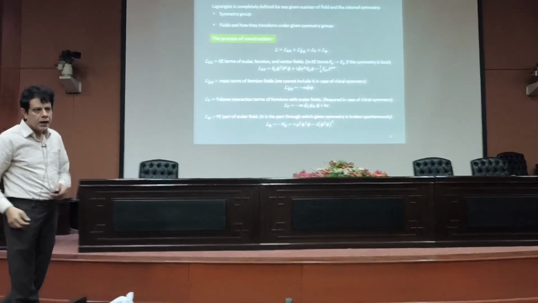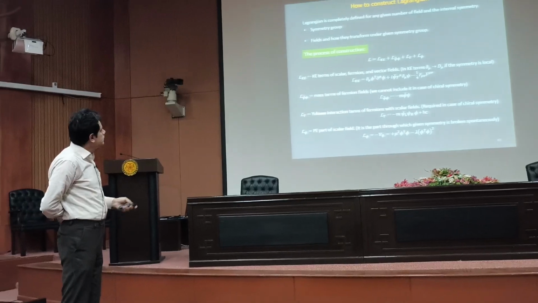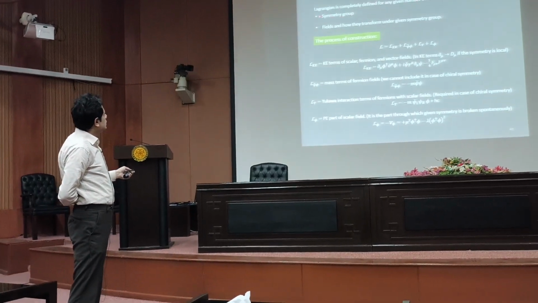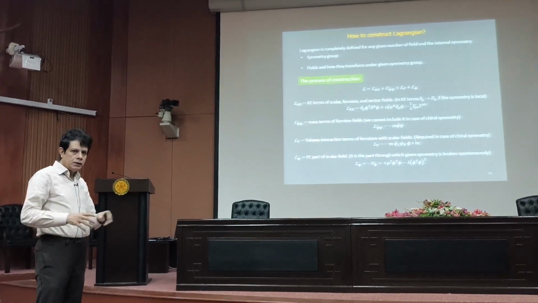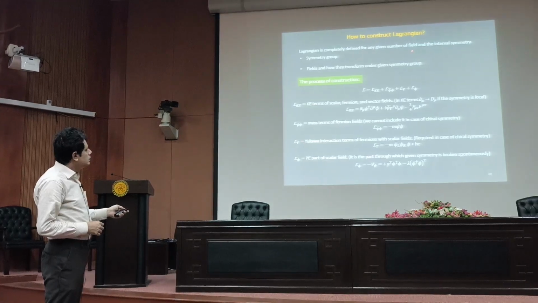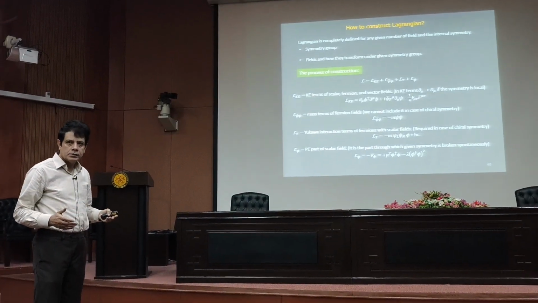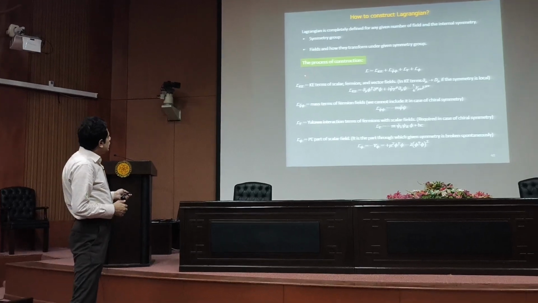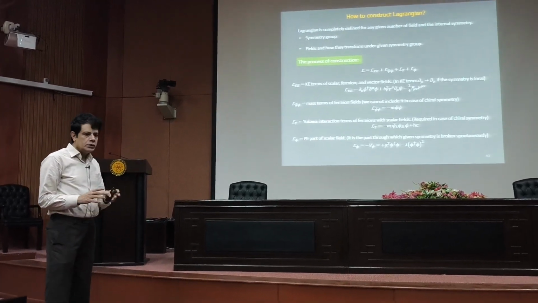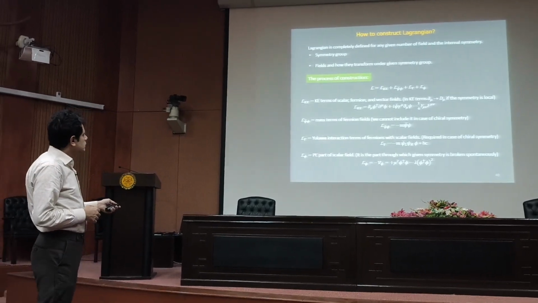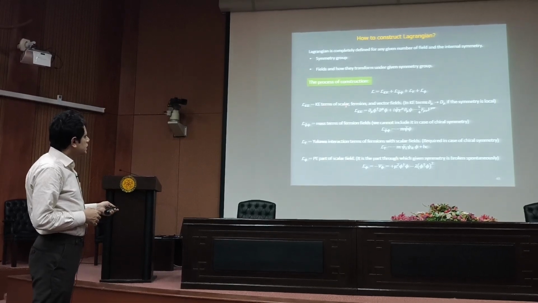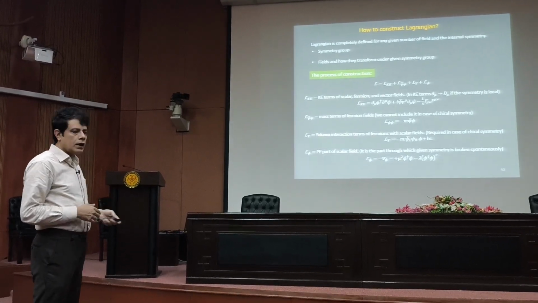So this is where we ended up in the last lecture, how to construct the Lagrangian. And we arrived at the point that the Lagrangian is completely defined given the number of fields and the internal symmetries. And the Lagrangian is constructed in four pieces. The first piece is the kinetic energy terms of scalar, fermion, and vector field.